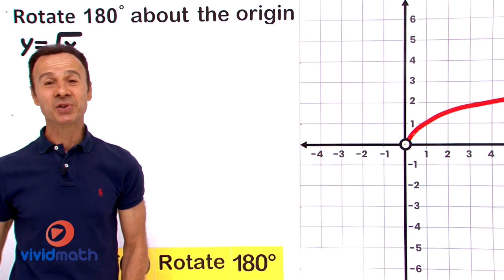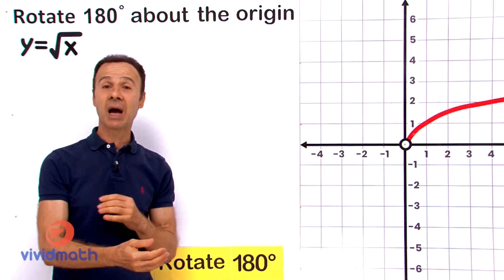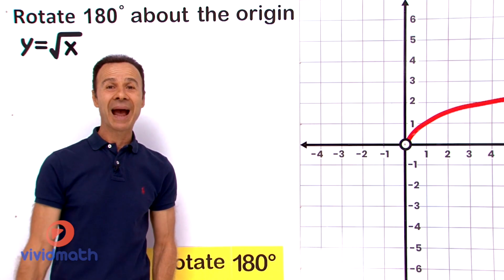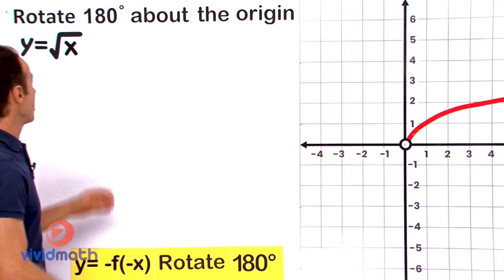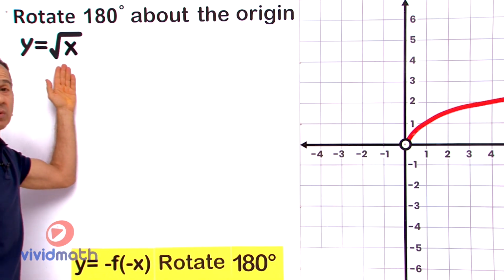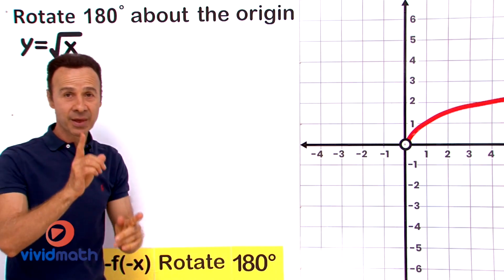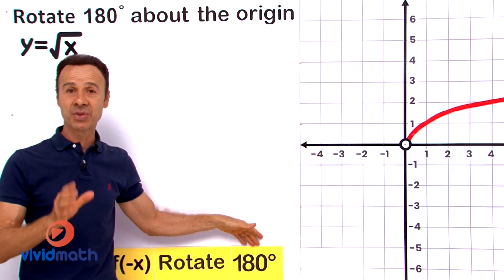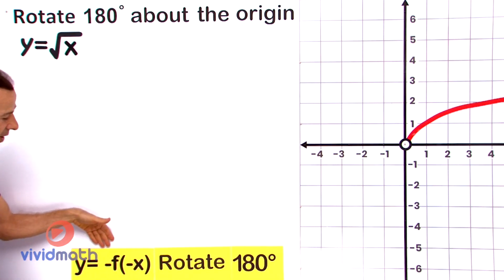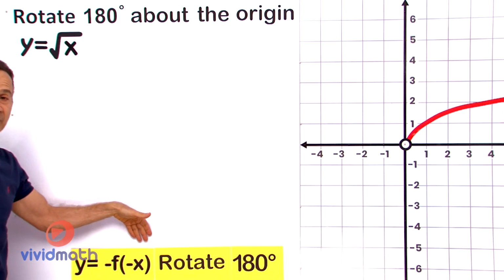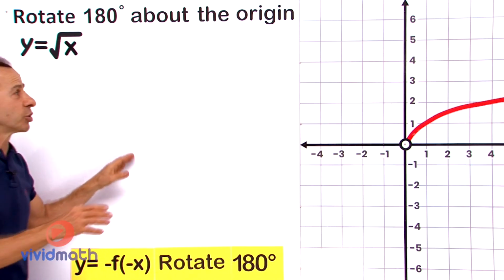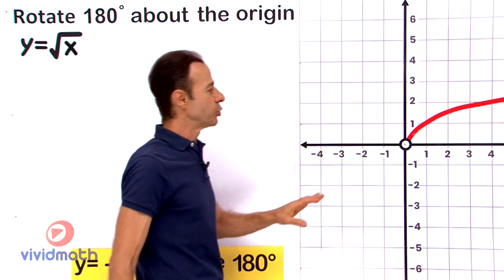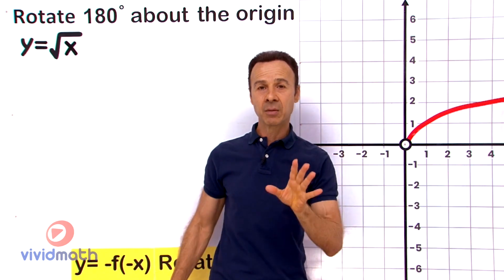Okay, in this video episode, I'm going to show you how to do a rotation about the origin of 180 degrees. Our function we're working with is y equals the square root of x. Now, mind you that a rotation of 180 degrees is exactly the same thing as finding negative function negative x. The way we're going to do it is mathematically up here, and visually up here so you can gain more clarity.